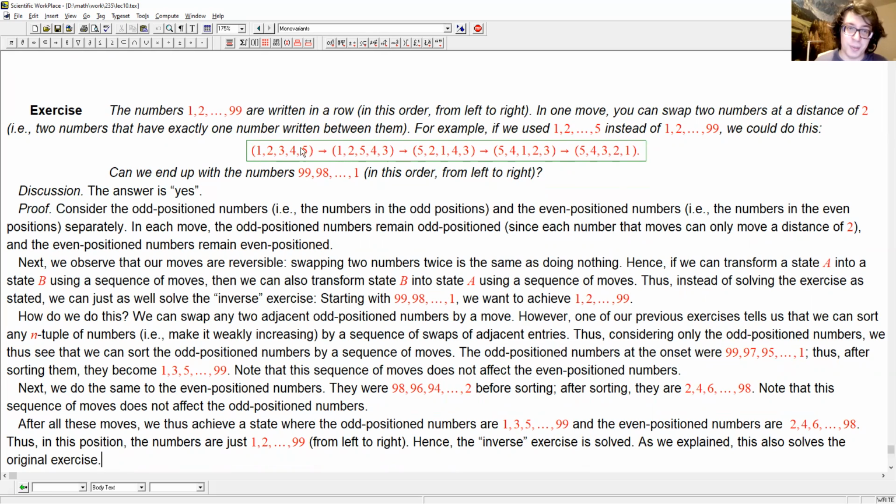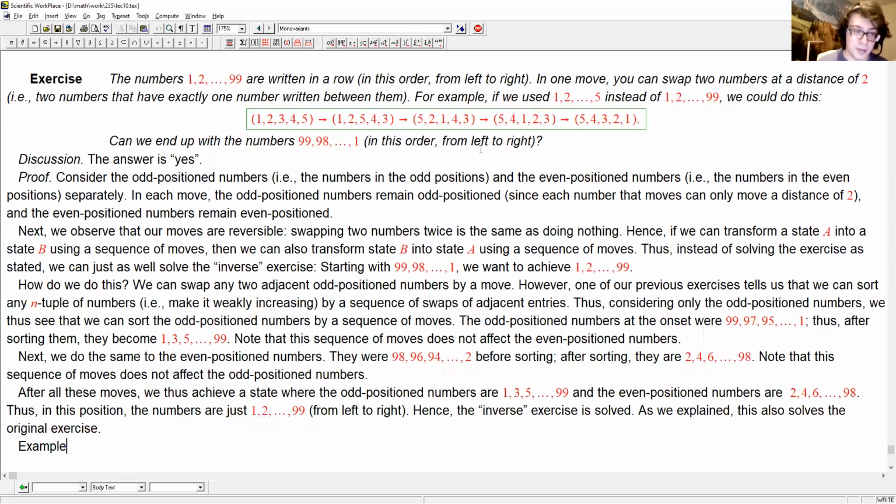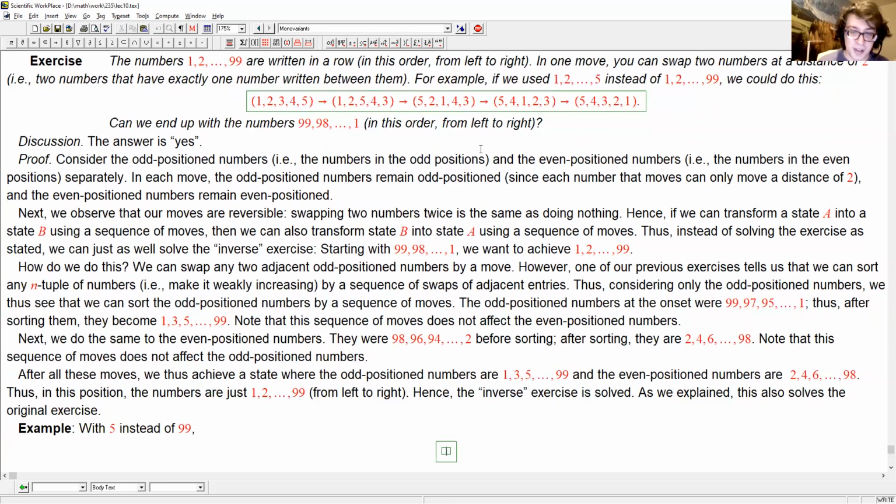And by the way, you can play this game with 5 instead of 99, which just makes it simpler. So the idea is to first get the odd positioned entries sorted. With 5 instead of 99, we start with 5, 4, 3, 2, 1, that's the inverse exercise. Then we get the odd positioned entries sorted. So the 5, 3, and 1. How do we do this? We first swap 5 and 3. Then we swap 5 and 1.